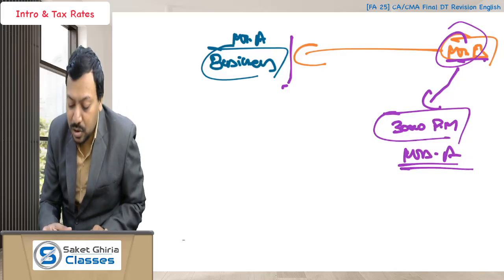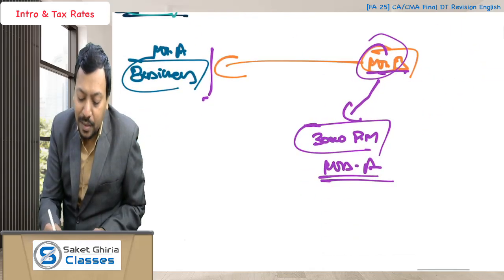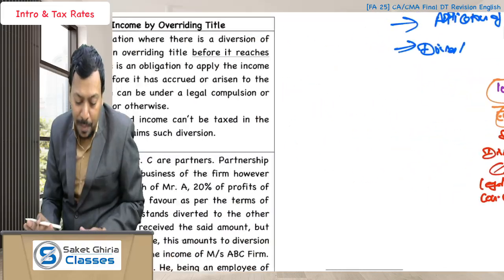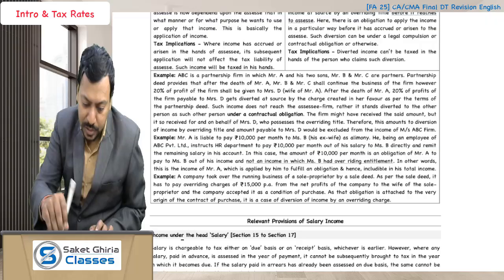And in case of diversion of income by overriding title, this amount can be claimed by Mr. B as a business expenditure. I hope you have got it. Okay. So I have given you all these examples.